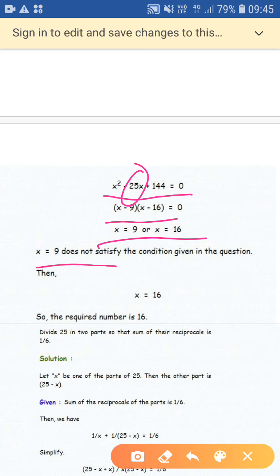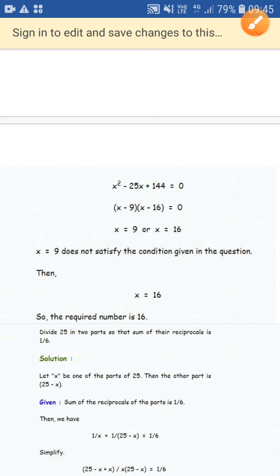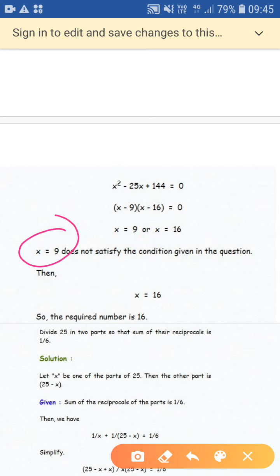But we see that x equals 9 does not satisfy the condition given in the question. It happens when we square the original quadratic equation, and this type of root which does not satisfy is called the extraneous root. So because it does not satisfy the condition given in the equation, we take the other value, that is x equals 16.